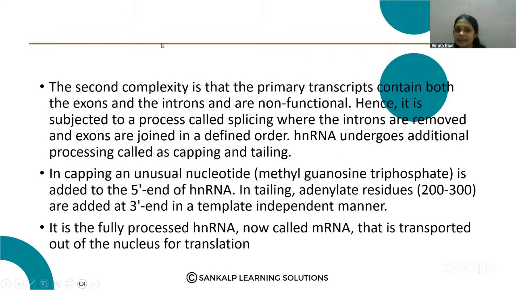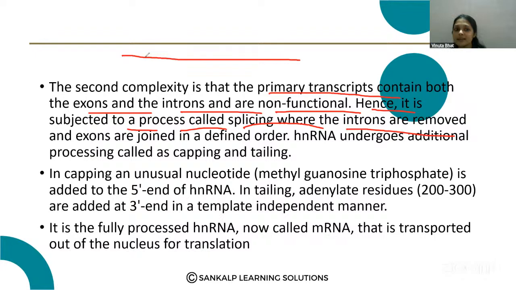Then the second thing is the primary transcripts contain both the exons and the introns, which are non-functional. Hence, it is subjected to a process called splicing where the introns are removed. So again RNA is synthesized, but here there are some regions which are called introns and exons. Okay, so imagine, this is the exon and this is the intron.